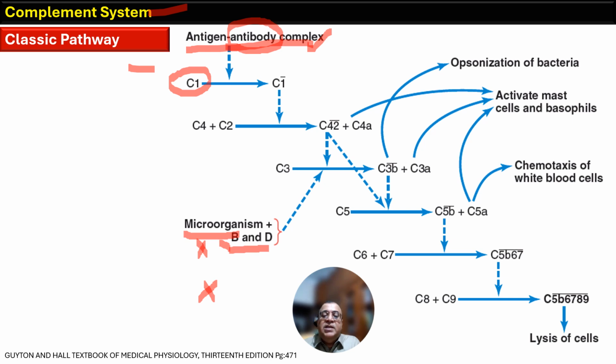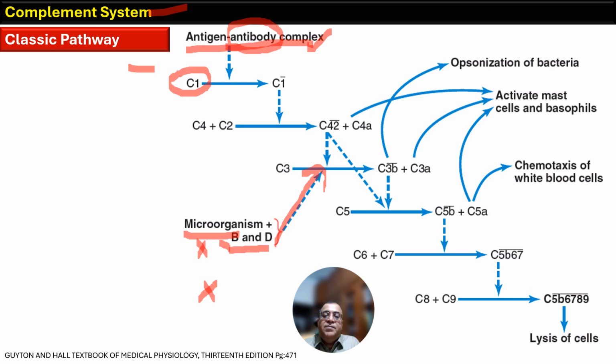Another mechanism, the alternate pathway or antibody independent pathway, is directly activated by the bacterial polysaccharide or microbial surface. It bypasses C1, and there is direct activation of C3, and C3 is then degraded into its constituents and leads to activation of the complement system and elimination of the pathogen.